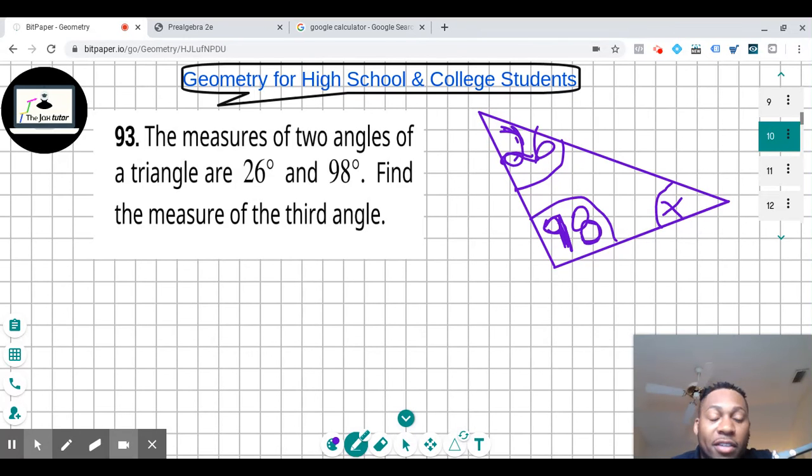Suppose you're inside of a triangle, you know two angles, and you want to find the value of the third one. In this problem, we're going to show you how to do that very easily using one simple formula.